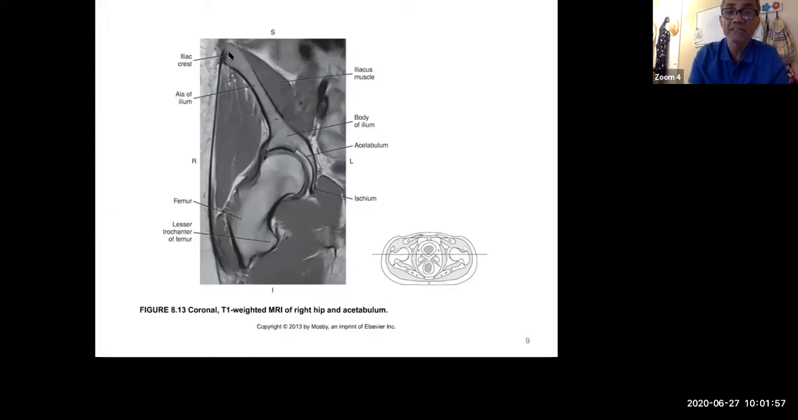So I am seeing, from superior moving down toward inferior, my iliac bone, and then the acetabular cavity receiving the head of the femur for hip articulation.